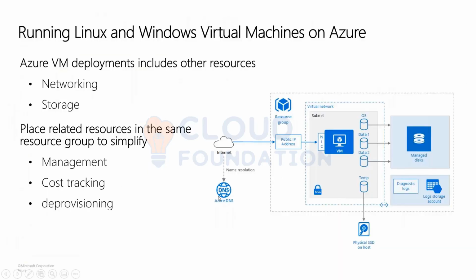Once a user specifies a DNS, it will connect to the public IP address. That public IP address is associated with the network interface card. The network interface card is associated with the virtual machine, and we have the NSG which allows that communication. Once I am connected to this VM, whatever actions I perform will either go to the OS disk or go to the data disk.